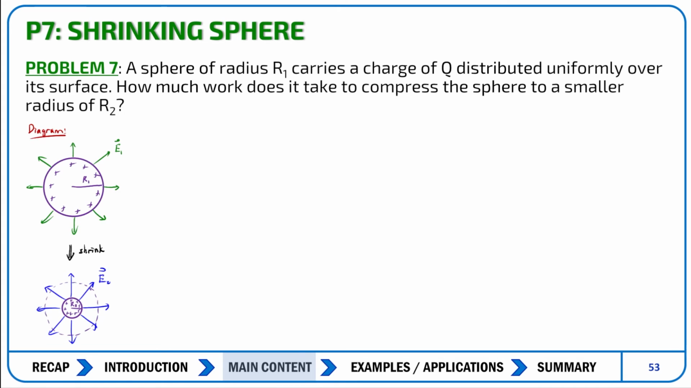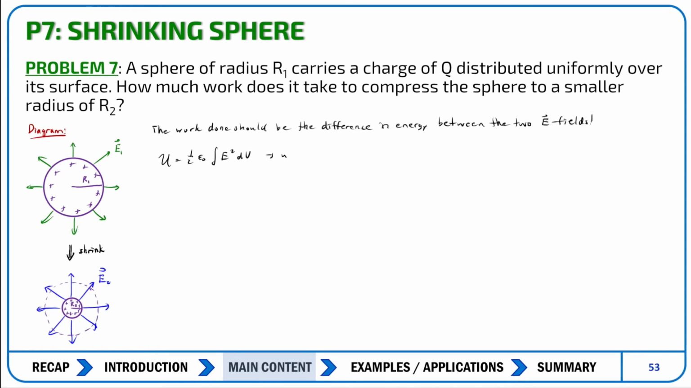When we look at how much work was done, the work done should be the difference in energy between the two electric fields. We know that the field is going to vary with position, so U is equal to 1/2 epsilon naught times the integral of E squared dV.